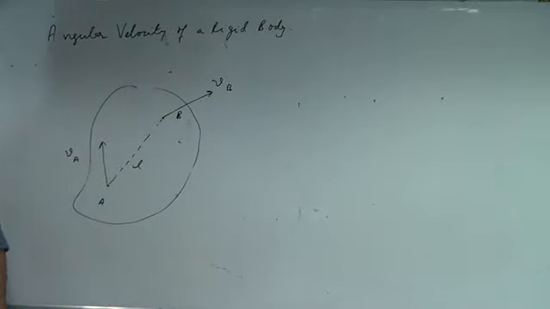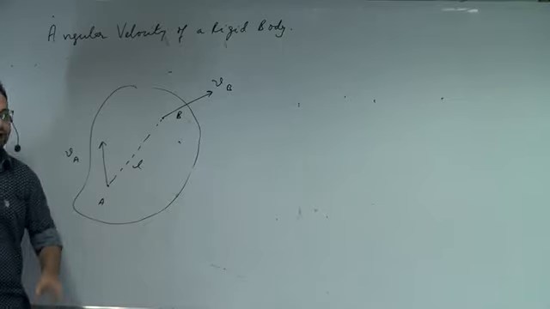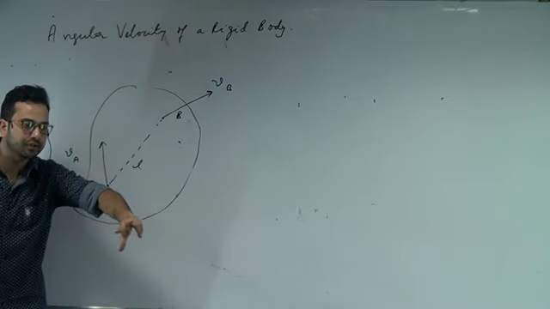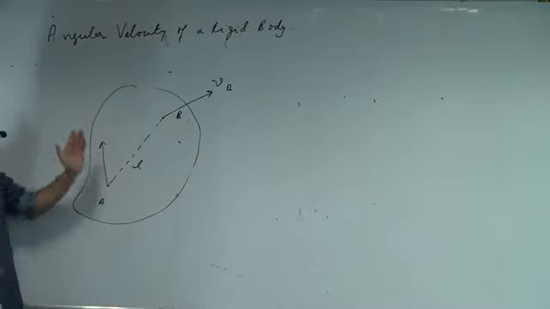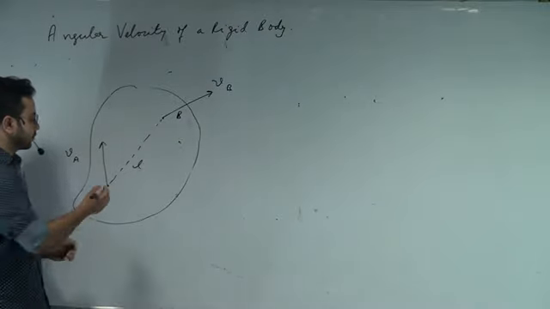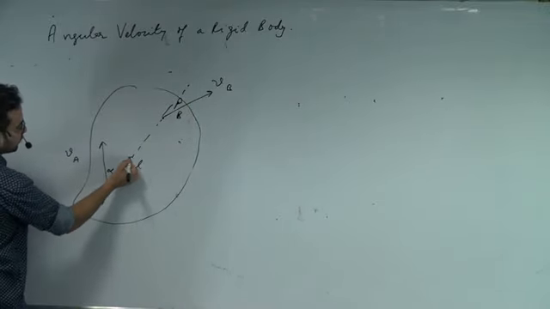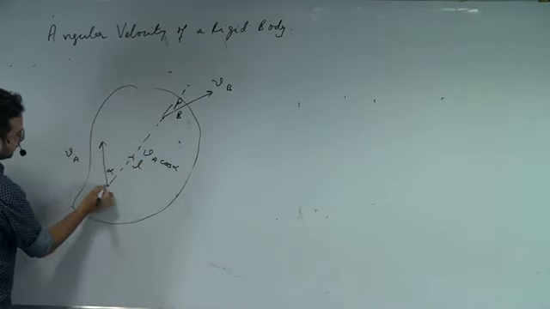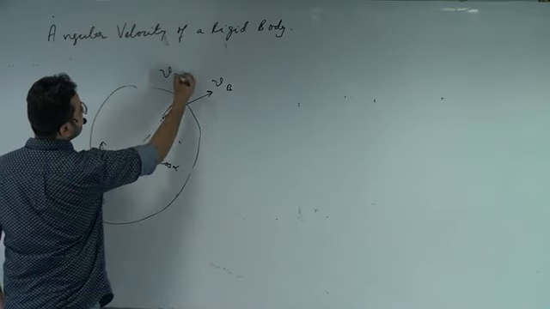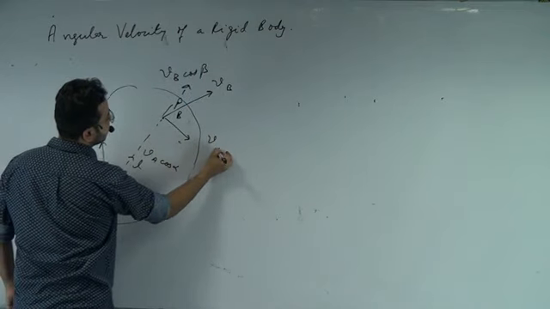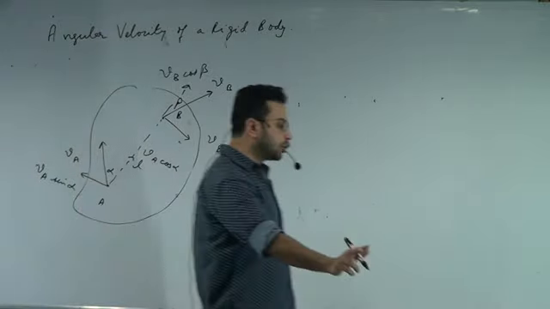First of all, I need to resolve the velocities. To find angular velocity, I need the velocities of 2 points. So first I'm going to join those 2 points. The distance between them is L. Now I have to resolve the velocities along and perpendicular to that line. Let's call this angle alpha, and let's call this beta. So this would be VA cos alpha, and this would be VA sin alpha. This would be VB cos beta, and this would be VB sin beta. Is that correct?